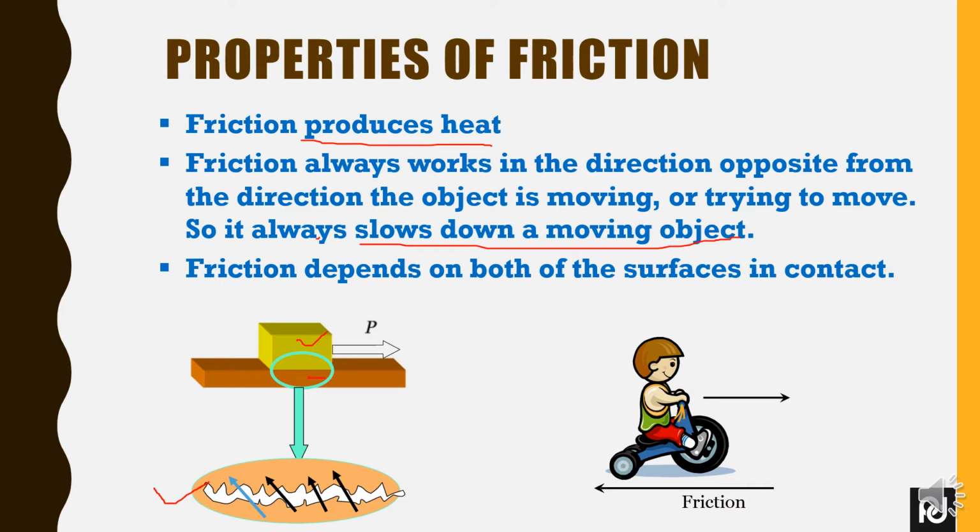And the last thing, the friction depends on both of the surfaces in contact. So that means that if one object is smooth and the other one is not very smooth, the friction will be different compared to if both of them were smooth.